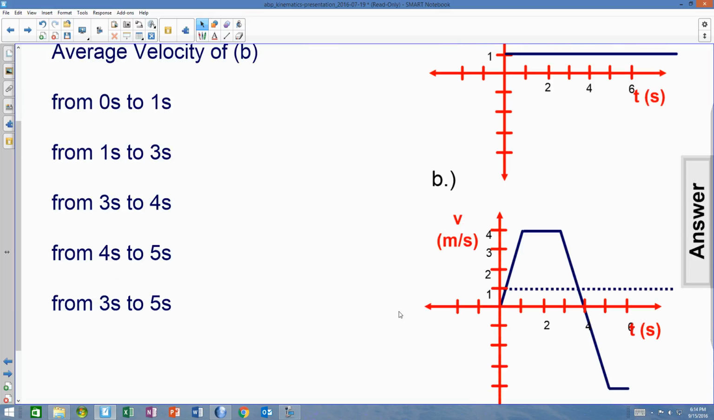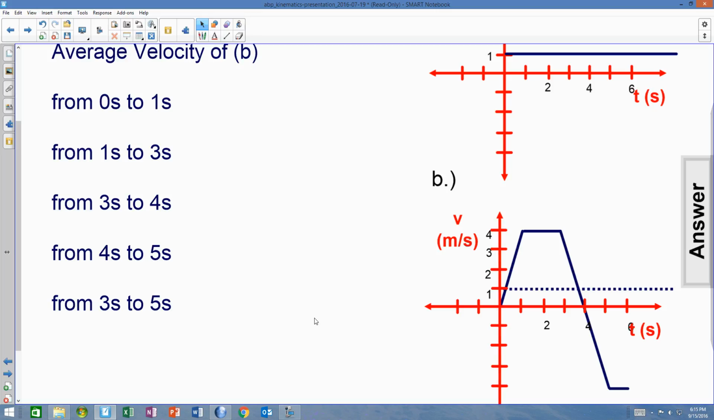Let's take a look at the answers. From 0 to 1 second, it's 2 meters per second. From 0 to 1 second, from here to here, notice we have 4 meters per second to start with. It's 0 meters per second here. So for the 1 second, we have to take this and divide it in half because we want the average value. So you take 4 plus 0 divided by 2, and that gives you 2 meters per second because that's how you find an average. You add the two values together and divide by 2.